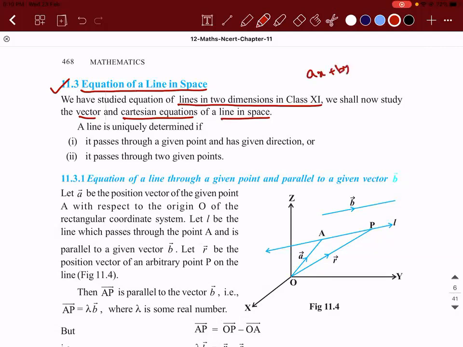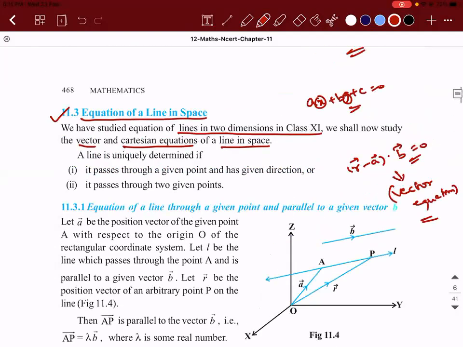If I write ax plus by plus c is equal to 0, this is called the Cartesian form because I'm using the variables from the Cartesian coordinates. Whereas if I use something like (r vector minus a vector) dot b vector is equal to 0, then I'm using the vector equation. So this is called the vector equation. Okay.